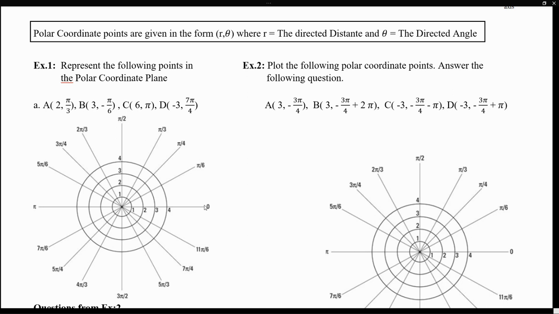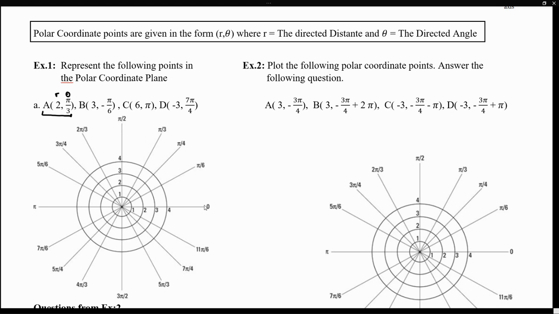So let's start by plotting some locations on this polar coordinate system. Let's start by representing the following points. So let's plot this value, point A, on my polar coordinate system. Now in my polar coordinate system, my first location will be a placeholder for r, and my second location will be a placeholder for theta.